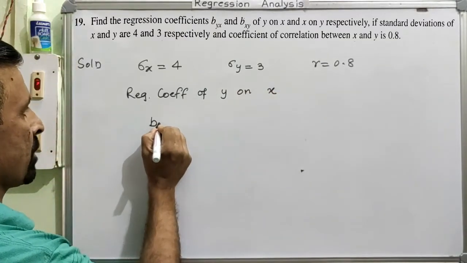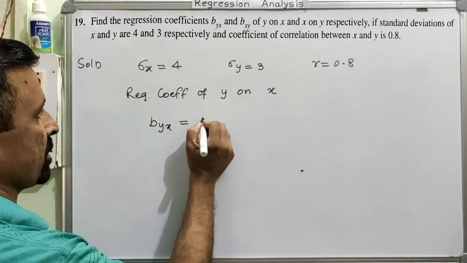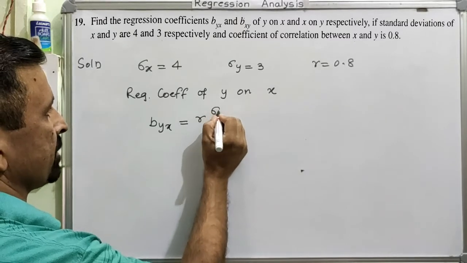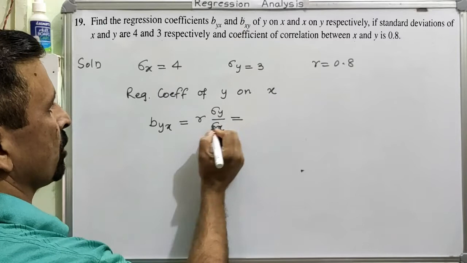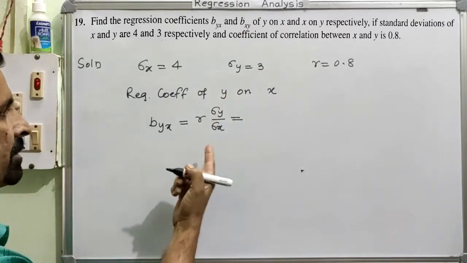Therefore, we are going to calculate byx, and byx is equal to r into sigma y divided by sigma x. Now just put the values and calculate. You will get the answer. Very simple task.